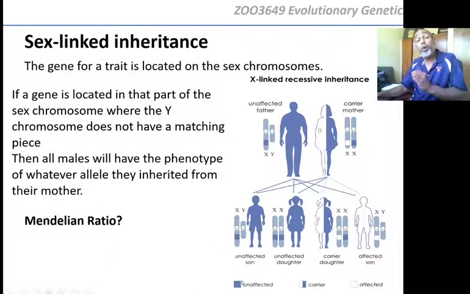Now, the boy must always get a Y, right? That's what makes them a boy. And it must always get the Y from dad. So dad can only give the boy this one here. He can't give that one. If he gave that one, then it would be a girl. Dad must give only this one to a boy so that that will be a boy. Dad can't give his X because boys need an X and a Y. And mom doesn't have a Y to give. So if you're going to have a boy, the Y is coming from dad.